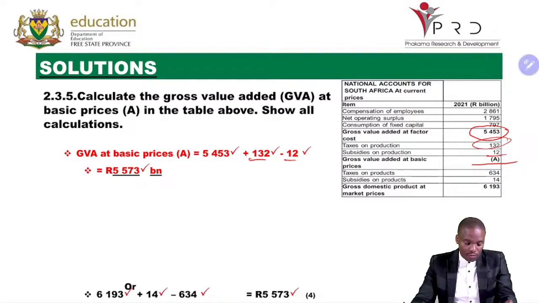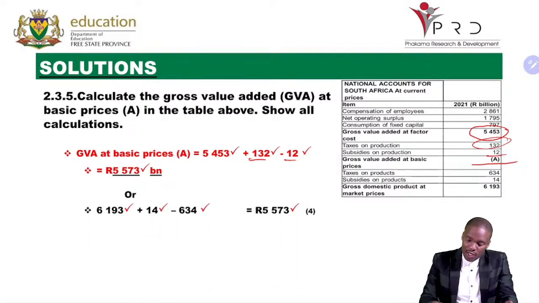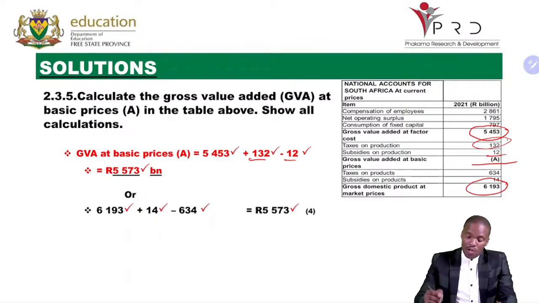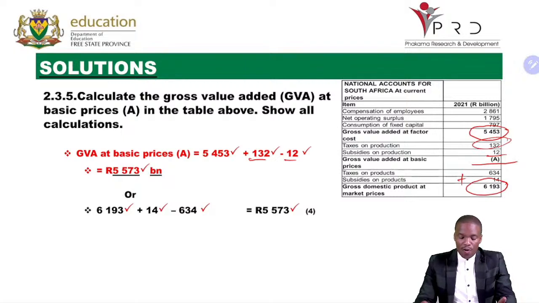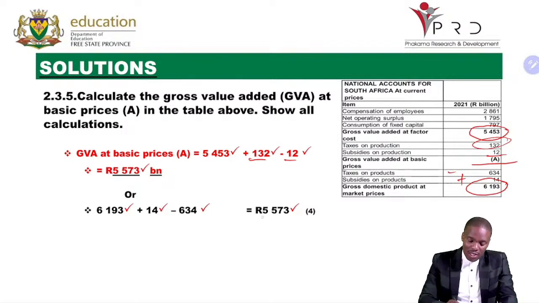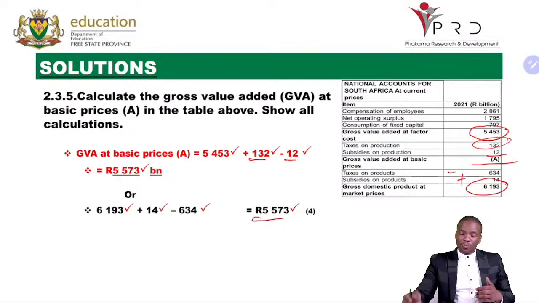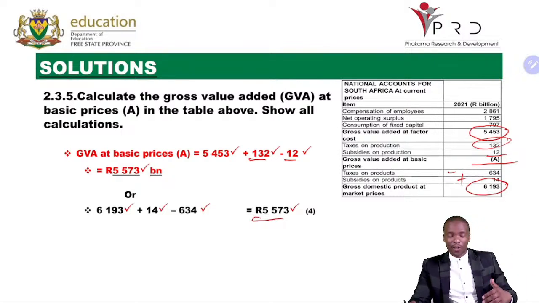Bottom up, you take your GDP at market prices, which is 6,193. You add your subsidies on products of 14, then you minus your taxes on products of 634, you will still get the same answer. So either way, whether you do a bottom up or whether you work from the top down, the answer will still be the same.